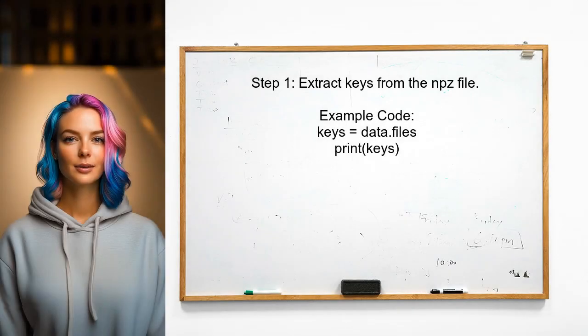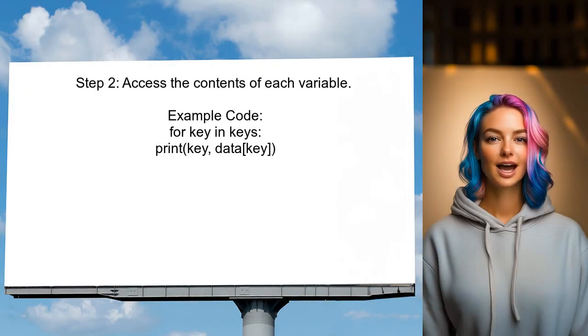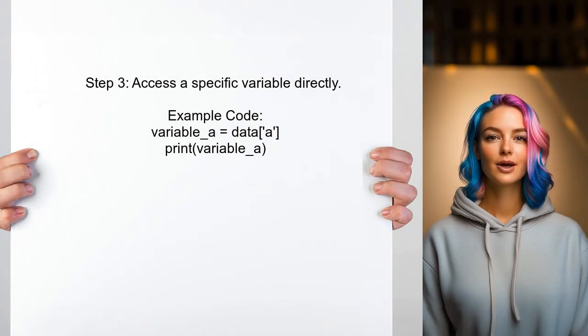To access the contents of the NPZ file, the user can start by extracting the keys from the loaded data object. This will allow them to see what variables are available inside the file. Next, the user can access each variable by using the keys they just extracted. This will let them view the contents of each variable individually. If the user wants to work with a specific variable, they can directly access it using its key. For example, to access the variable A, they would use the key A.